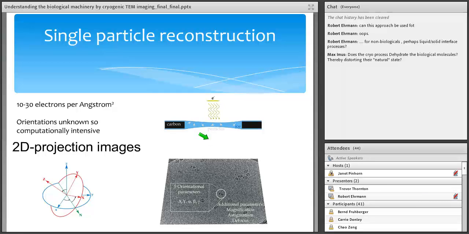The next thing we need to know is the X and Y position of each molecule relative to each other. So we have to find the registration of each molecule relative to each other, plus the Euler angles, which are alpha, beta, gamma, which is the rotational relationship of each molecule to each other. And that's the picture you're showing down here, is that right? Yes, here we go. And the last thing we need to know is the magnification, any astigmatism that may occur in the instrument due to lens aberrations, and the defocus.